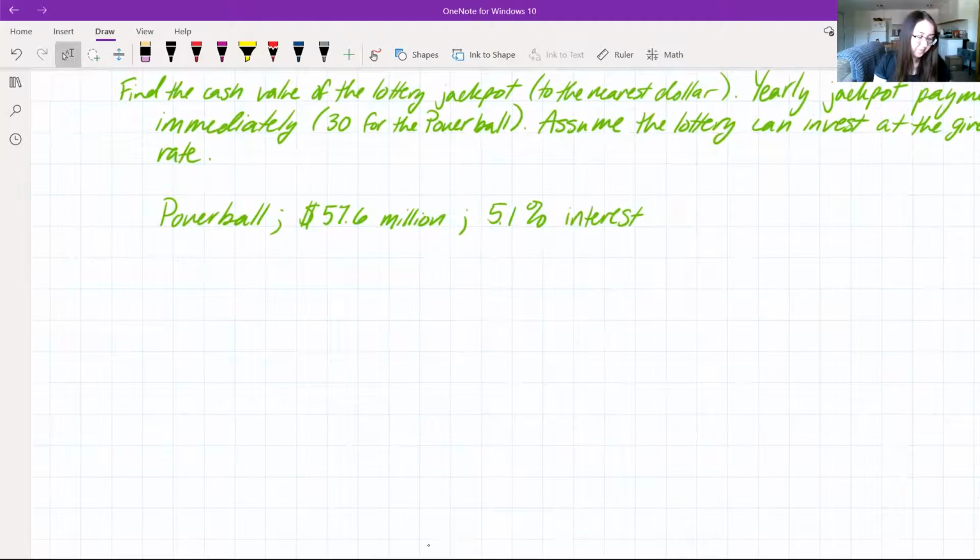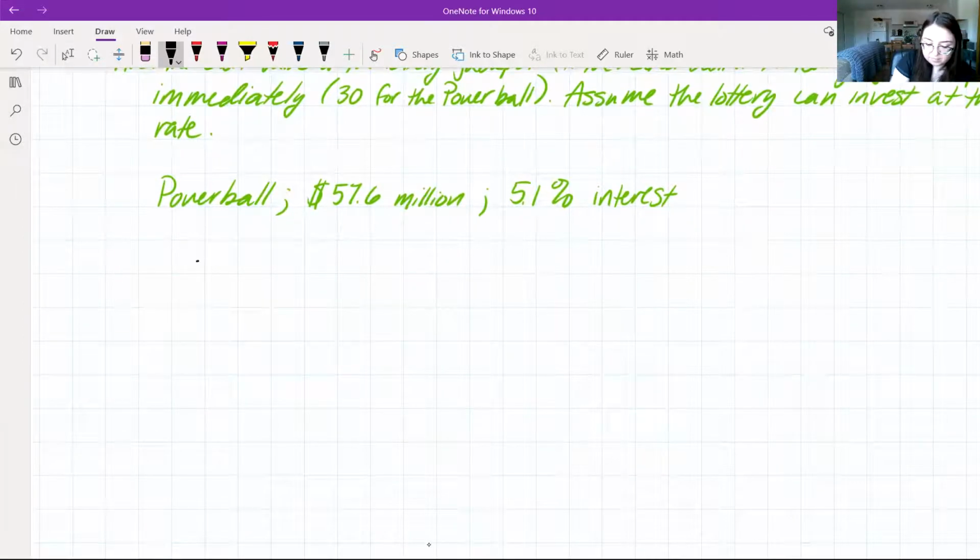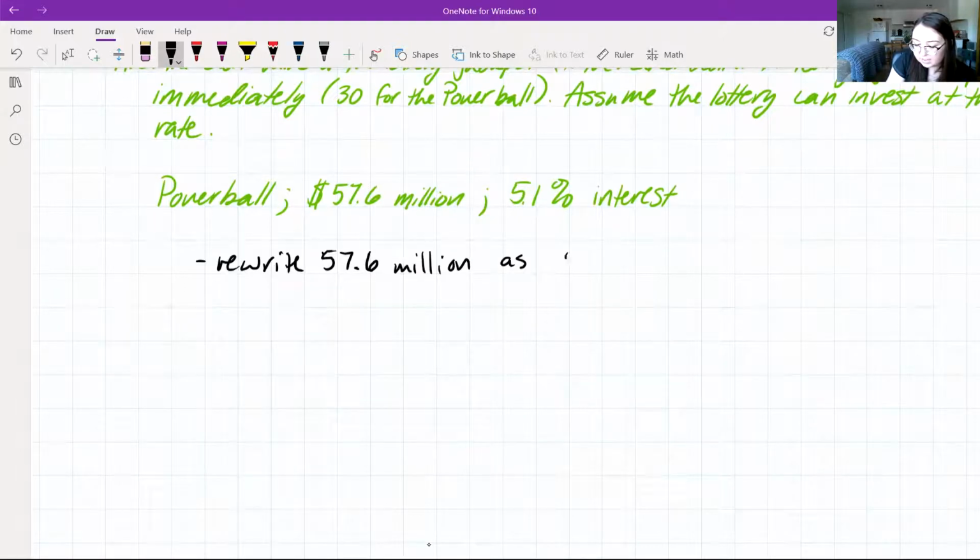So our Powerball, which is 57.6 million, we are going to rewrite this because we don't really want to write 5, 7, 6, and then all the zeros that come after this. So we're going to rewrite 57.6 million as 5.76 times 10 to the 7th power. So this is our scientific notation.